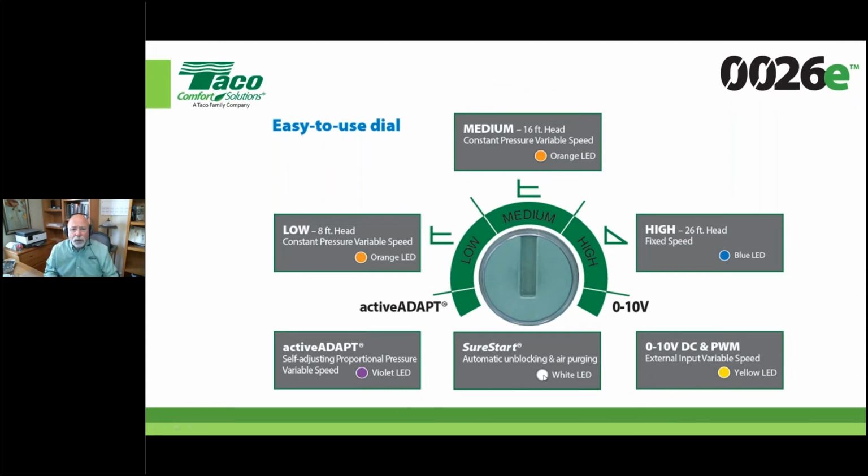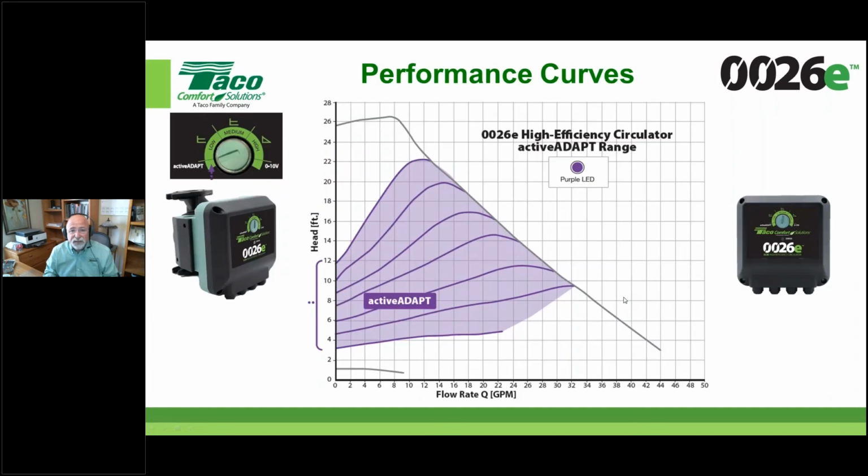The whole Sure Start functionality will always show up. For instance, if I was running on medium, the orange, because of constant pressure mode, will show up. But if that orange light here ever turns white, you know what's happening in the background. In the background, it's trying to fix itself. Okay, it's still running and everything, and for the most part, it'll fix itself.